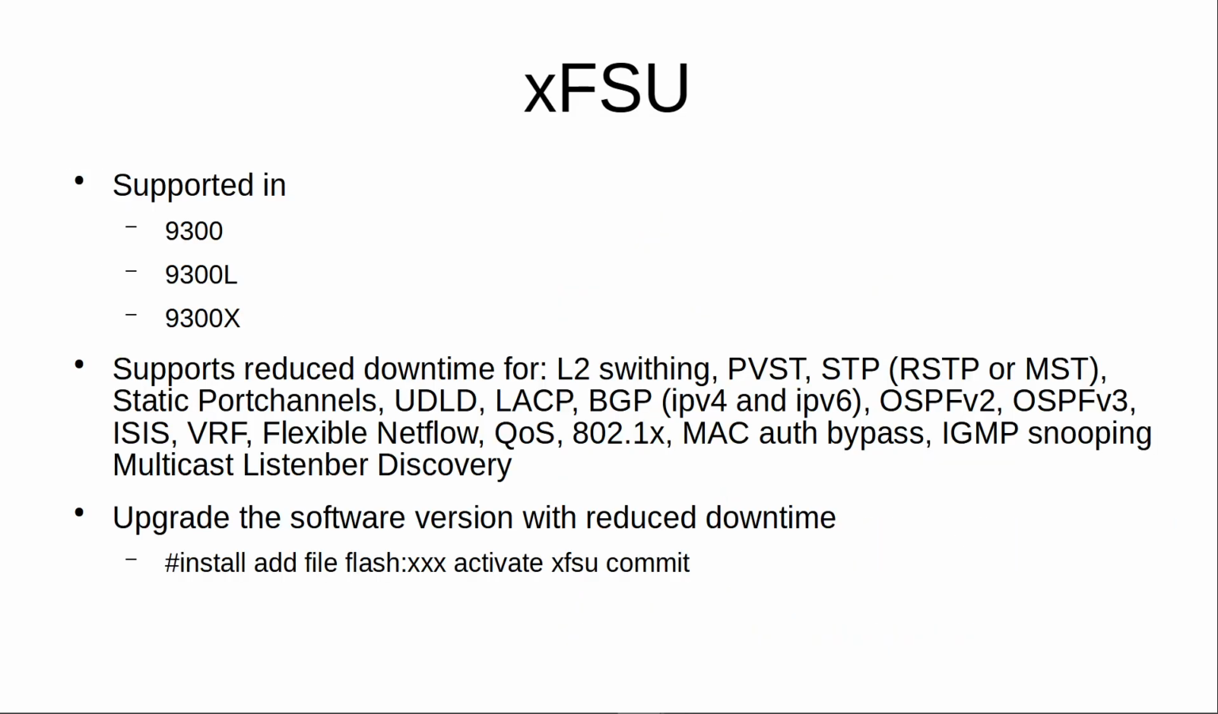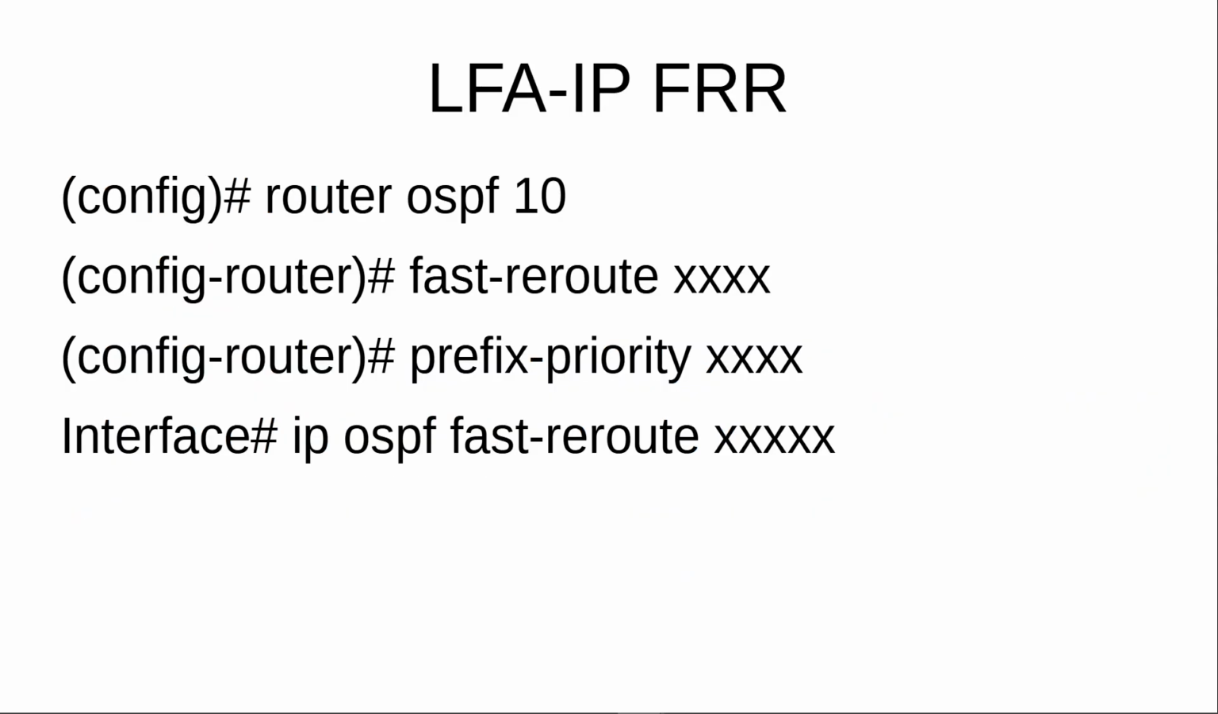You can use extended fast software upgrades for this Catalyst. This will protect traffic that belongs to these features and protocols. Remember that extended fast software upgrade will help you keeping traffic moving even in the event of having to reload a switch due to an upgrade. This is the way that you will execute it. In order to use fast reroute, you can use commands like this for OSPF.